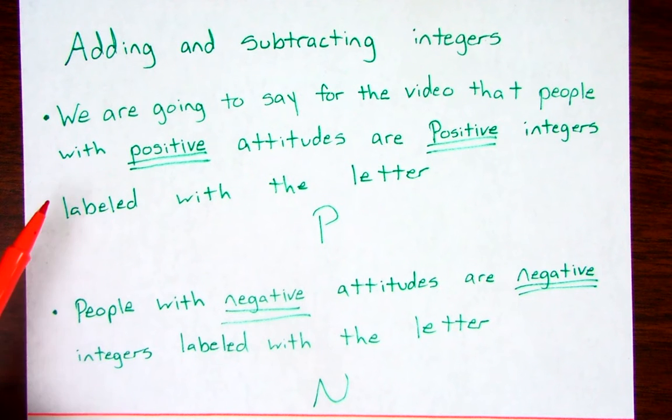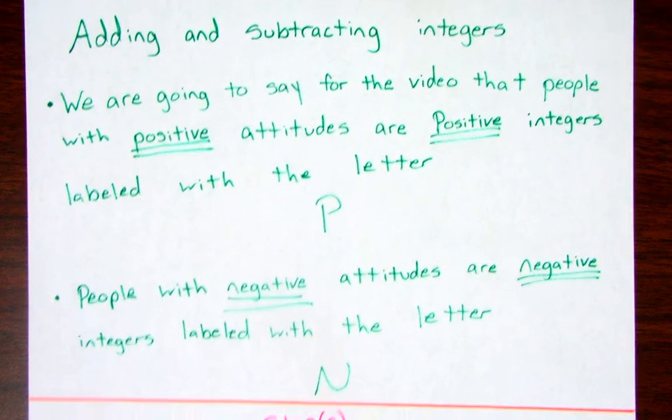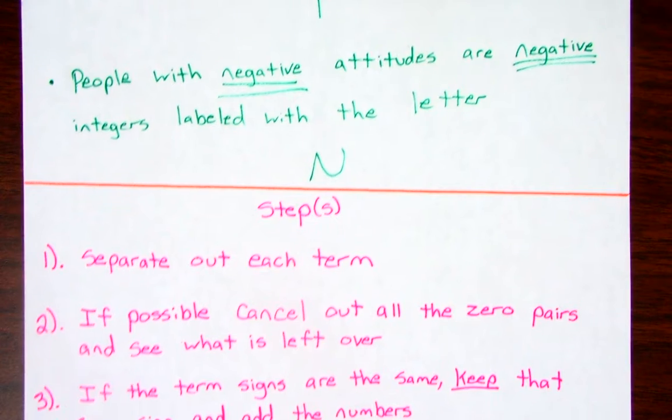First, we are going to say for the video that people with positive attitudes are positive integers labeled with the letter P. People with negative attitudes are negative integers labeled with the letter N. I'm using positive attitudes and negative attitudes because we see people with positive and negative attitudes everywhere in this world. So I think this is going to relate really well to the real world. So here are some steps that we can use.